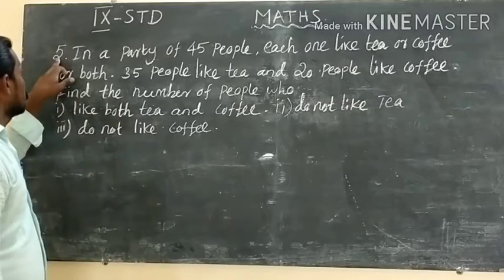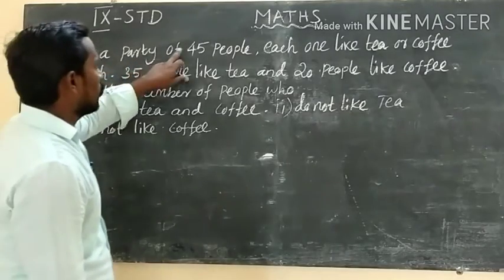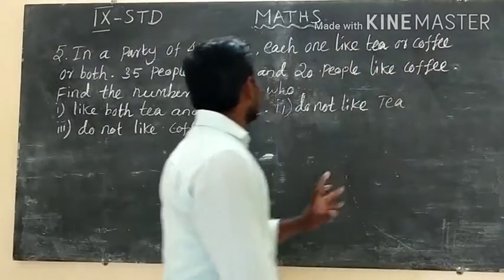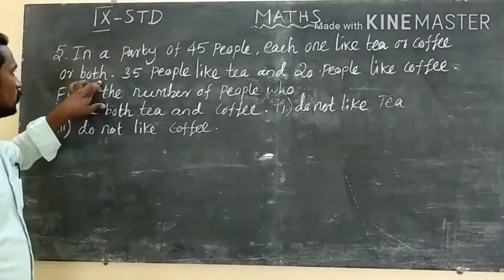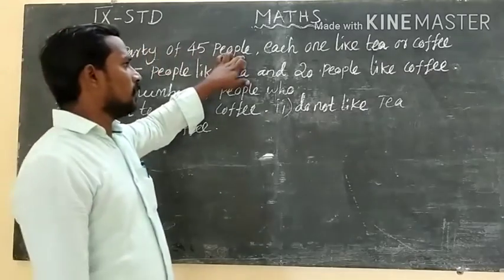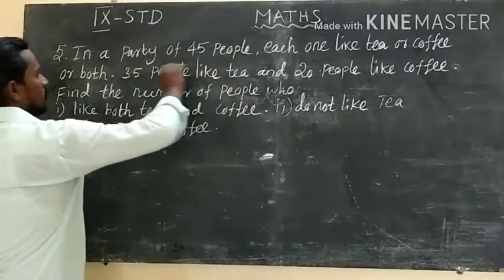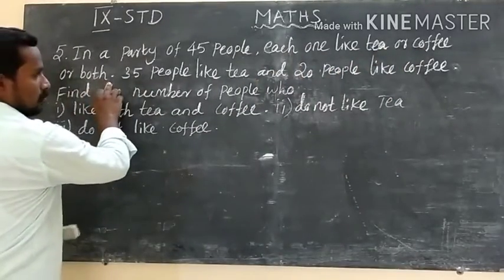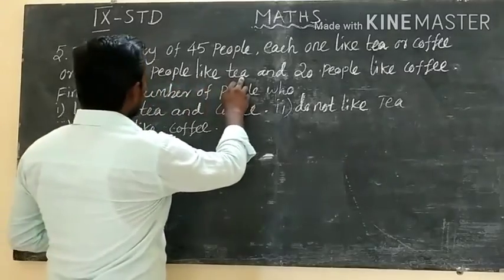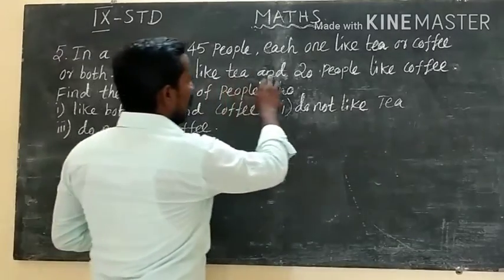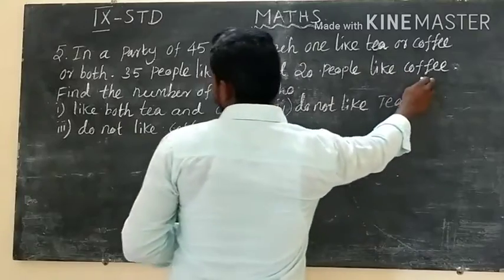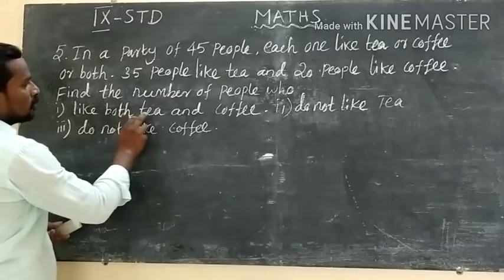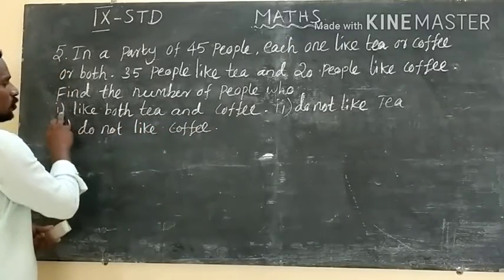Okay, next question, 5. In a party of 45 people, each one likes tea or coffee or both. So the total number of people is 45. 35 people like tea, so only 35 people like tea, and 20 people like coffee. Find the number of people who like both tea and coffee. So this is our first question.